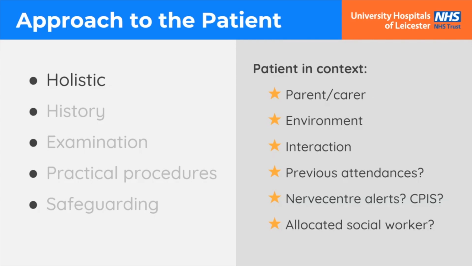Any relevant previous attendances that are visible on Nerve Center. Any particular alerts visible on Nerve Center, including the Child Protection Information System alerts. And as we routinely ask, do the family have an allocated social worker, and if so, for what reason?